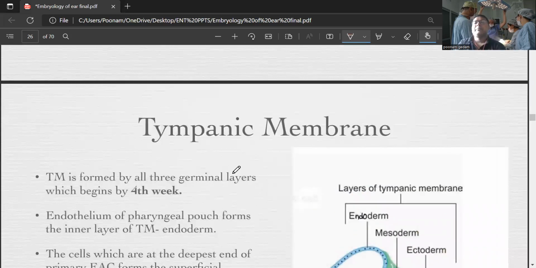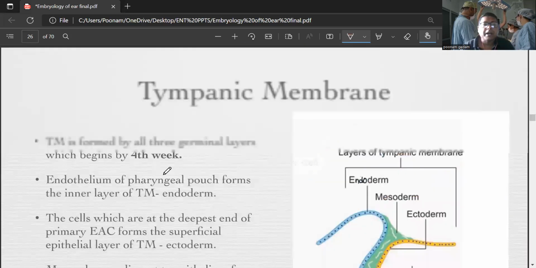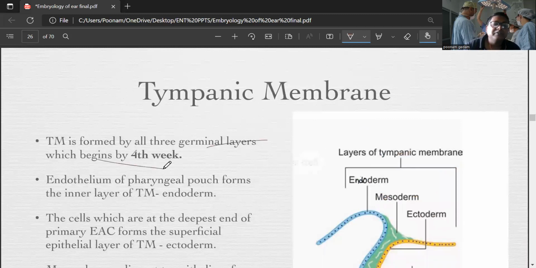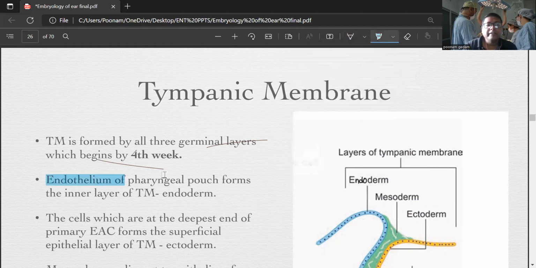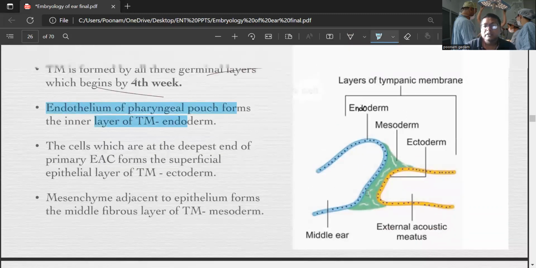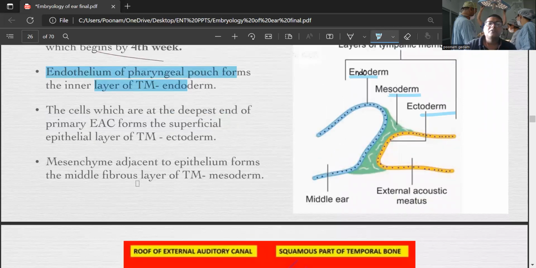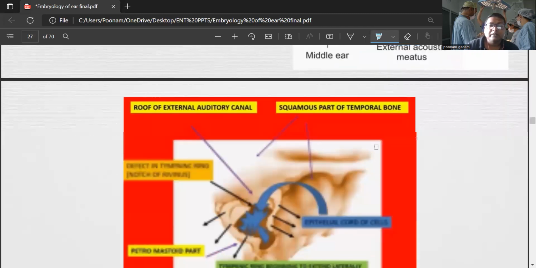So, coming to the tympanic membrane. What is the tympanic membrane and what are its parts? The tympanic membrane is formed by all three germ layers, which begins by the 4th week. Endothelium of the pharyngeal pouch forms the inner layer of the tympanic membrane, endoderm. So this is the middle ear, this is the external ear, so this is endoderm, mesoderm, ectoderm. We have said that this is formed by all three germ layers. So mesenchyme adjacent to epithelium forms the middle fibrous layer of the tympanic membrane.